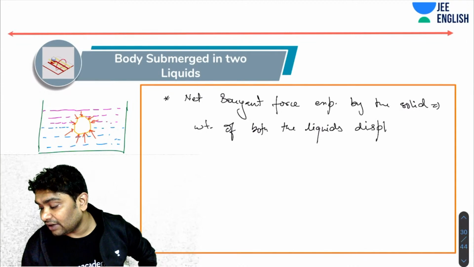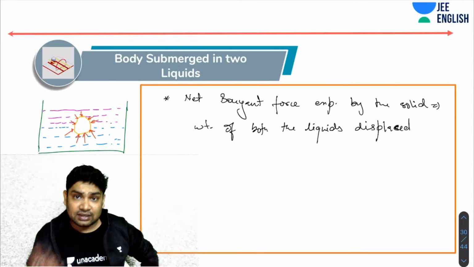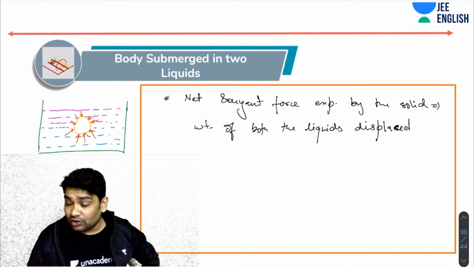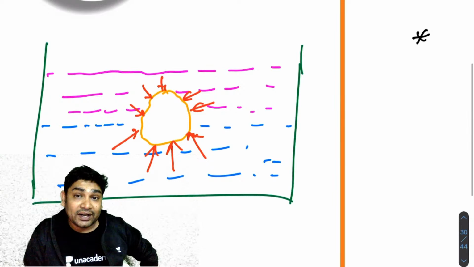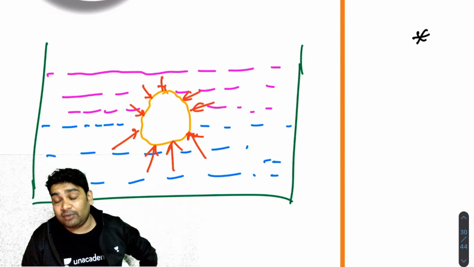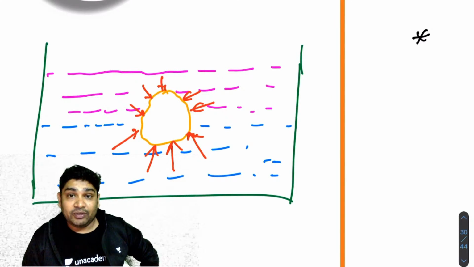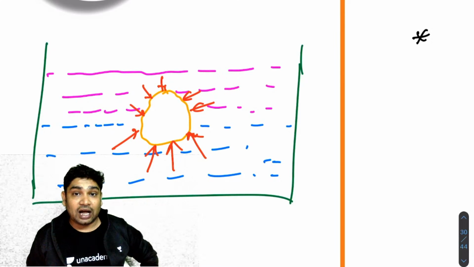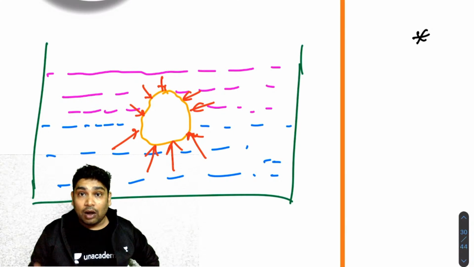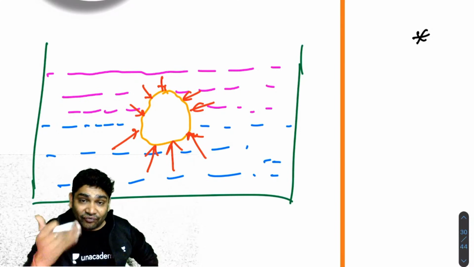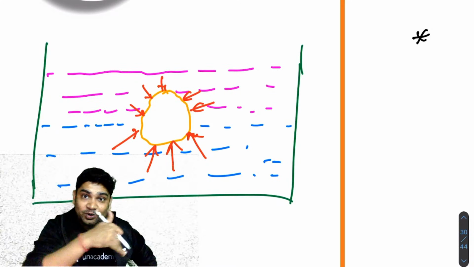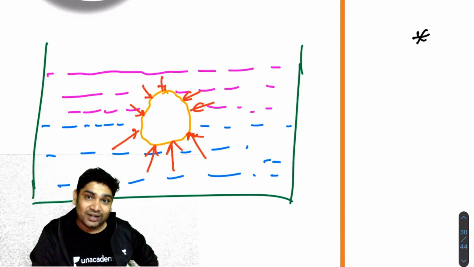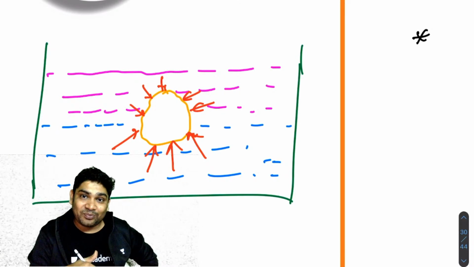So that's the first thing that we can see. Again, by the same logic as we used in the last explanation, if this entire space was filled with those two liquids only, then those two liquids would have been in equilibrium. The net force would have been equal to the weight of those two liquids being displaced by the solid. Now, however, the upward liquid will only apply a downward force due to all the pressures, and the downward liquid, the second liquid, will provide an upward force.